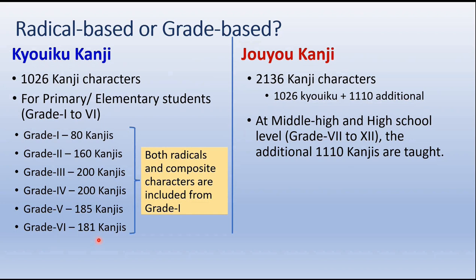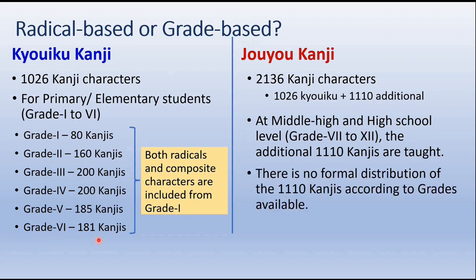So it's not like only the radicals are learned first, but the learning process is based on increasing complexity. Also, in the Joyo kanji side, there is no formal distribution or categorization of these additional 1110 kanjis according to the grade levels. So all these kanjis are learned between grade 7 and grade 12.